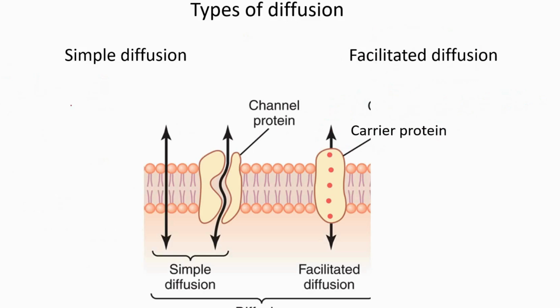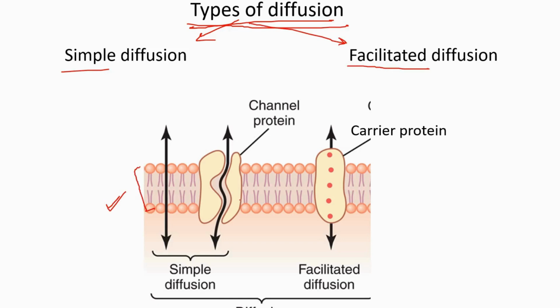So now we'll discuss the types of diffusion. That is the main part of our today's video. Types of diffusion are simple diffusion and facilitated diffusion. In this diagram, this membrane lipid bilayer is shown, which has some protein molecules embedded in it.